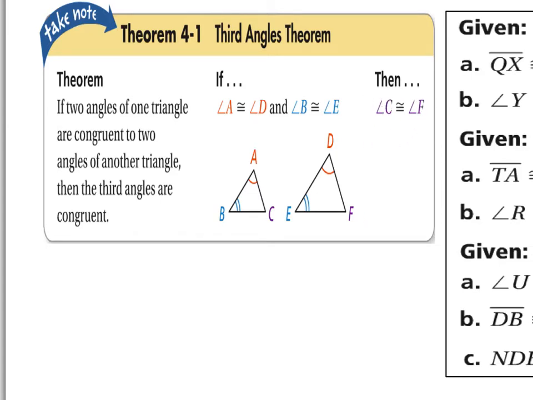So C and F. If you wanted to, you could mark this with 3 marks here and 3 marks there. So C and F then are congruent to each other. Okay, the third angles theorem. So if you know two angles of the triangle are congruent to two angles of another triangle, then the third angles are congruent to each other.